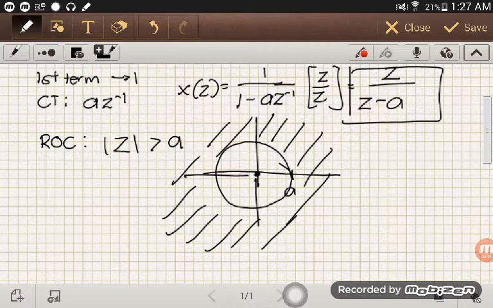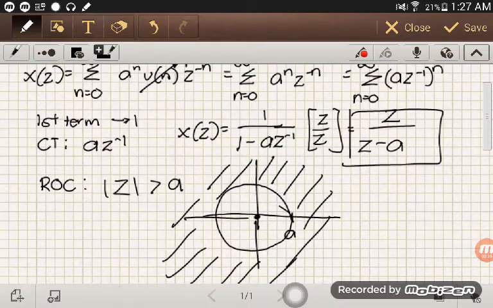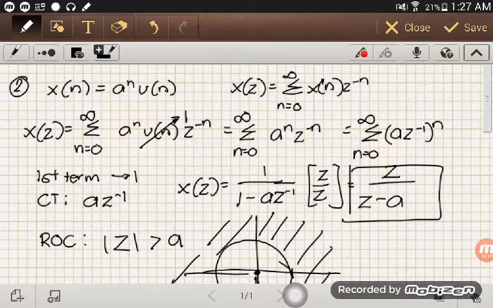Note that some books call it outside the circle of a. Normally it's outside when you're dealing with the right-side transform, and when you're dealing with the left-side transform, it's automatically on the inside of the circle. Later on in our discussions, I'm going to show you examples of a left-side transform versus a right-side transform. But for this case, our example is focused on the right-side transform. Given the signal, you were able to get the Z transform of a^n u(n), which is equivalent to z over z minus a.